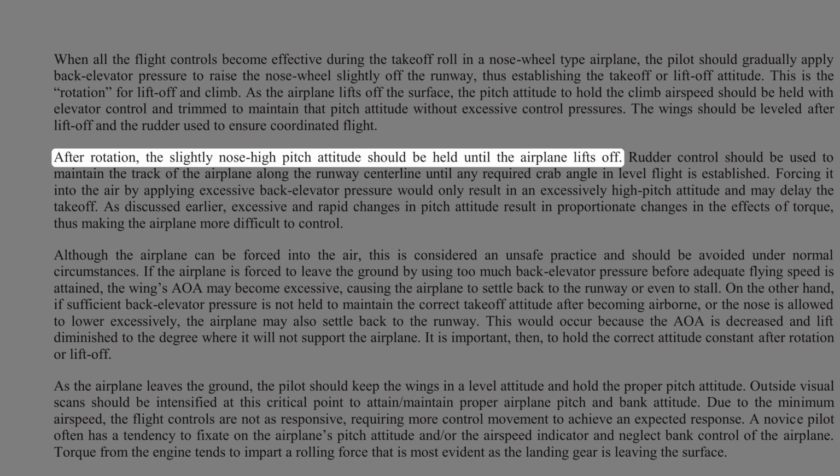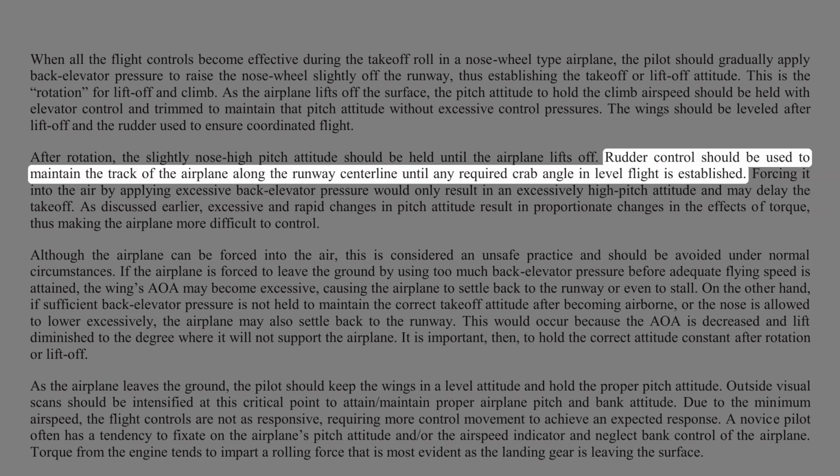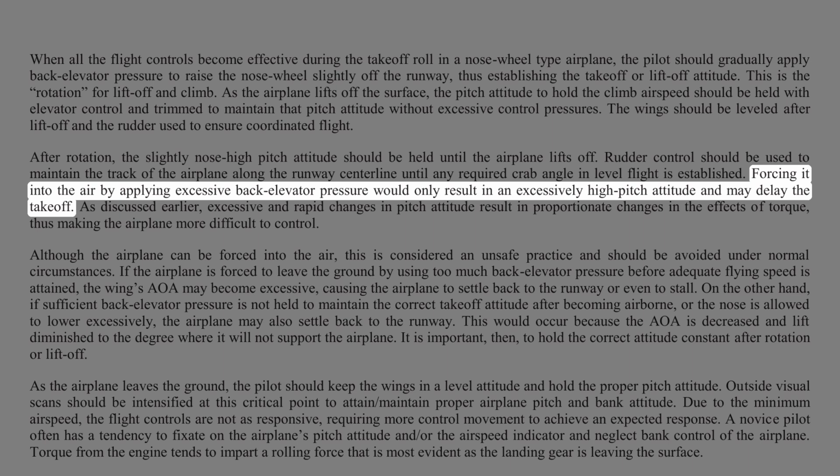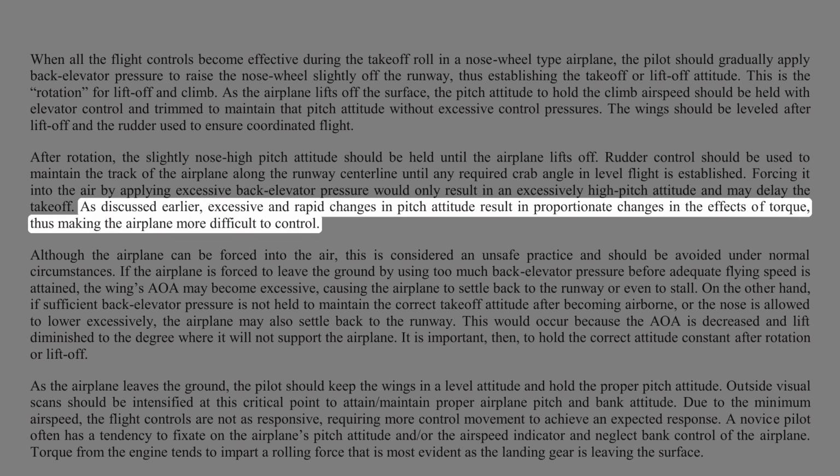After rotation, the slightly nose-high pitch attitude should be held until the airplane lifts off. Rudder control should be used to maintain the track of the airplane along the runway centerline until any required crab angle in level flight is established. Forcing it into the air by applying excessive back elevator pressure would only result in an excessively high pitch attitude and may delay the takeoff. As discussed earlier, excessive and rapid changes in pitch attitude result in proportionate changes in the effects of torque, thus making the airplane more difficult to control.